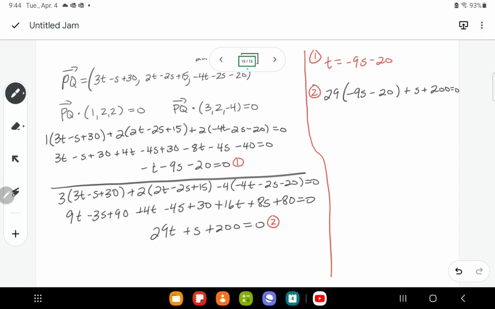So now 29 times -9 is, oh gosh, I should have had a calculator more handy. That is 200 and I think 61s. And then 29 times 20 is 580. And then plus s plus 200 equals 0. Okay. So here we've got negative 260s minus 380 equals 0.